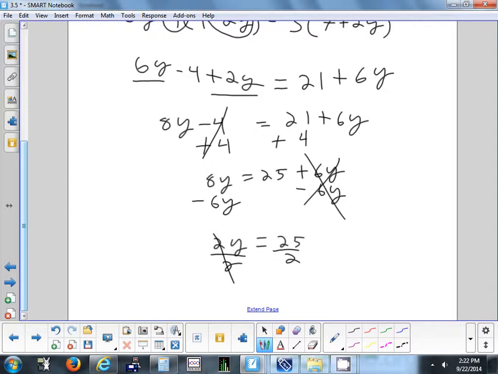Does 2 go into 25? No, so you have to put this as a fraction. So we'll just leave it as a fraction. You don't need to write a decimal, just 25 over 2. Okay, not all your answers are going to come out nice. That's fine. Any questions on that?